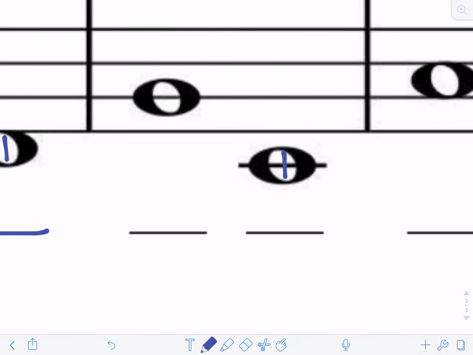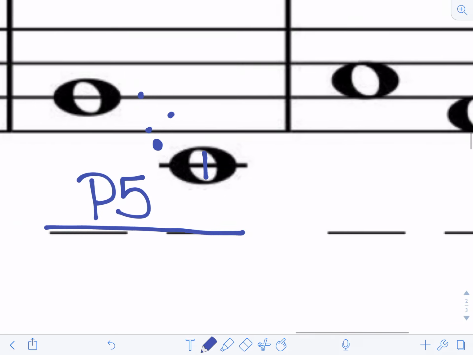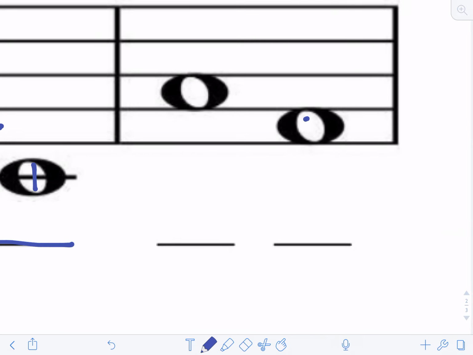Start from the bottom. 1, here's a space right here, don't miss it. 2, 3, 4, 5. Perfect, fifth. 1, 2, 3. Major, third.